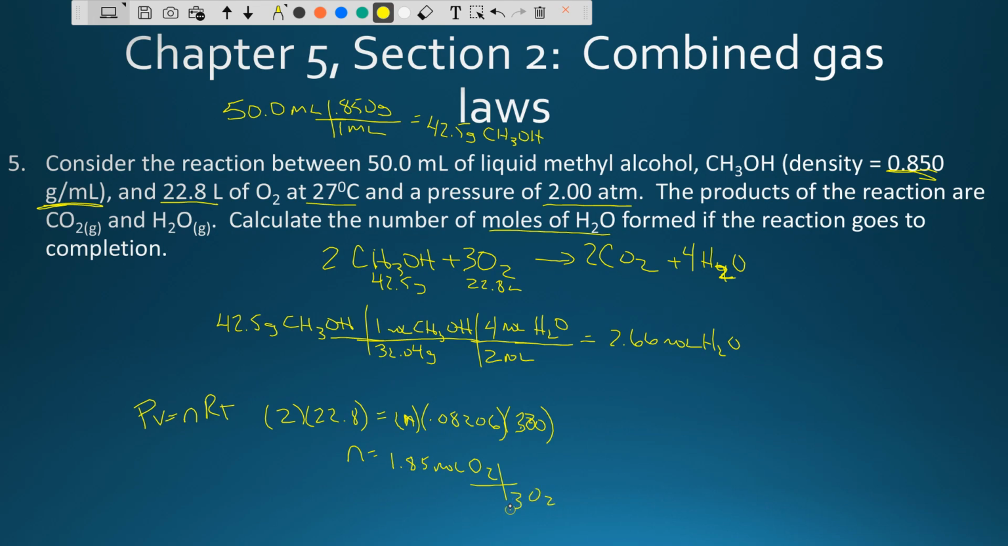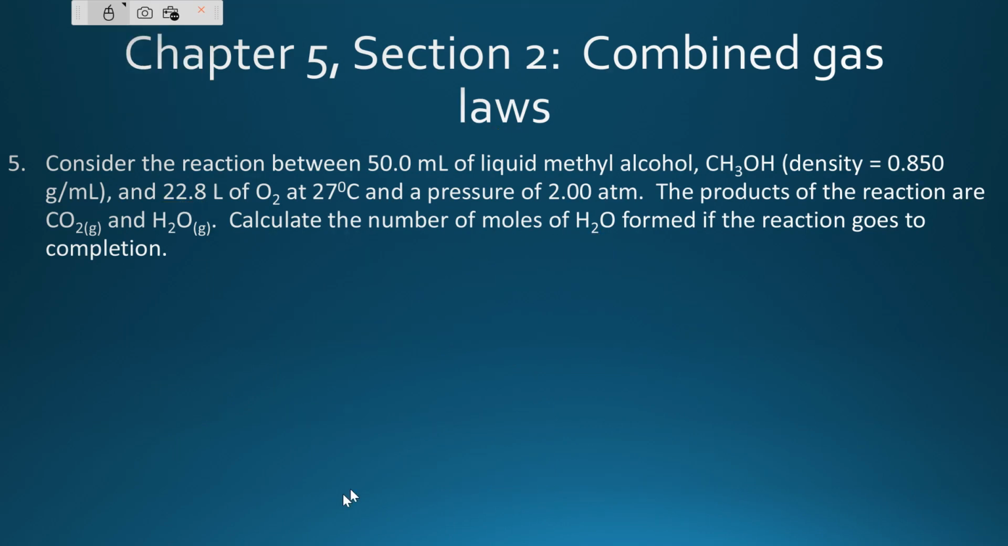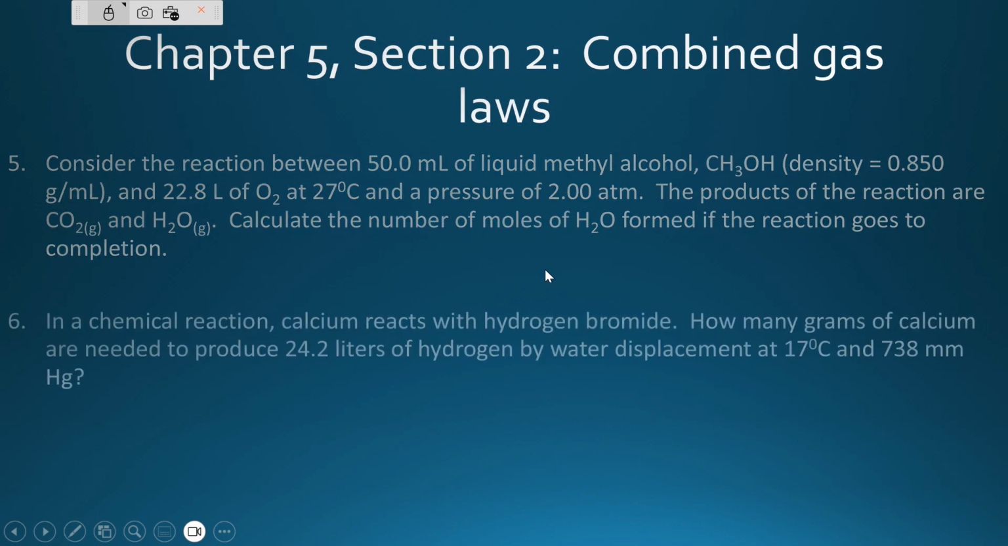Now let's convert my moles of oxygen. There were 3 oxygens for every 4 waters. Once again, this is a limiting reagent problem. I get 2.47 moles of water. And so I simply circle my smallest answer. This is my limiting reagent, and this is my excess. I have more of this than I need. I'm only going to get the 2.47 moles of water. Pretty straightforward, but do make sure you indicate which moles of water you get at the end.